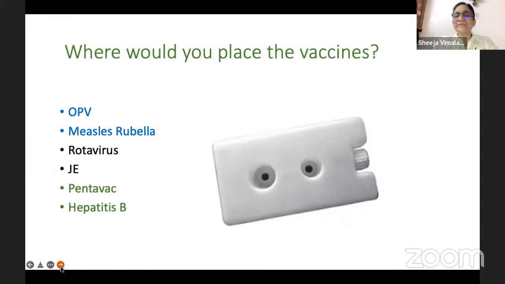Now, coming to something very simple before we wind up. Where would you place the vaccine? You have 6 vaccines in front of you: OPV, measles, rotavirus, JE, pentavac, and hepatitis B. And you have one ice pack. Where would you place all these vaccines? So you need to know that OPV and MMR or measles need to be placed on the top of an ice pack.